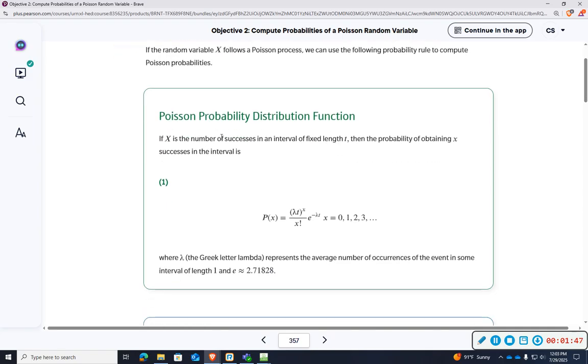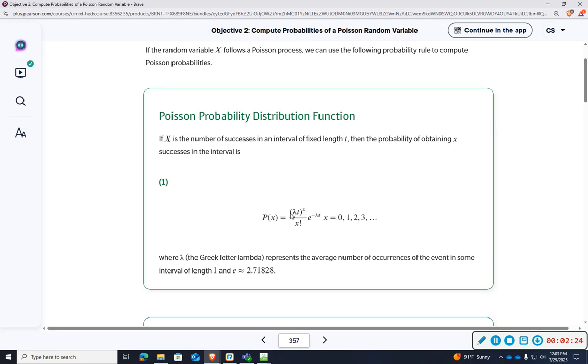Here we actually get the mathematical formula for a Poisson distribution. Again, it's telling you x is the number of successes in any interval of a fixed length t, and then the probability of obtaining x successes in this interval is given by this distribution. This Greek letter is lambda, looks like an upside down y, lambda times t raised to the x power. Lambda and t are your mean. Poisson really only needs one parameter.